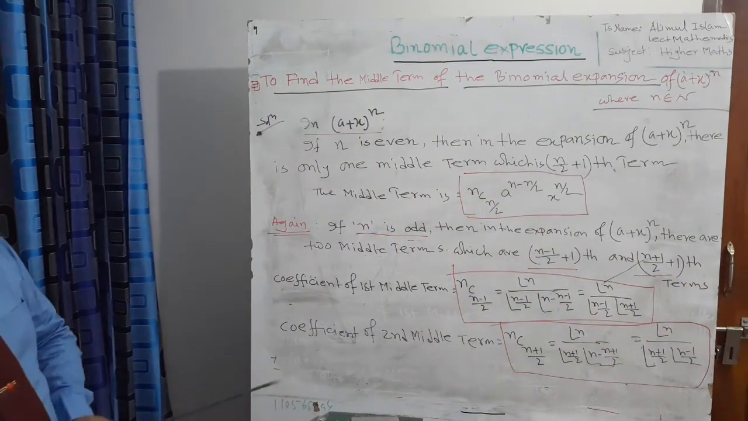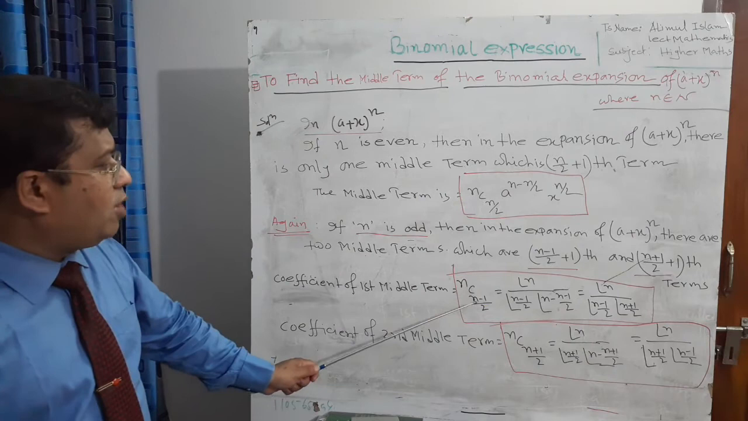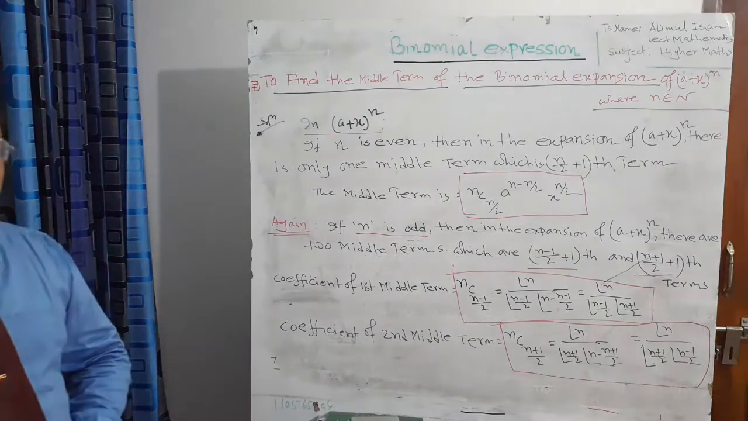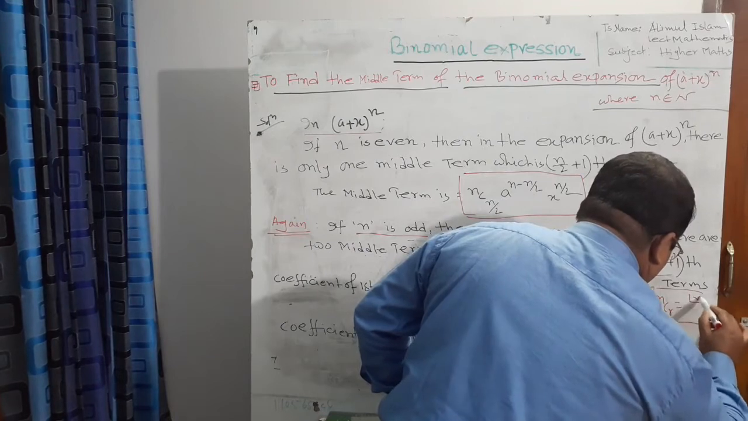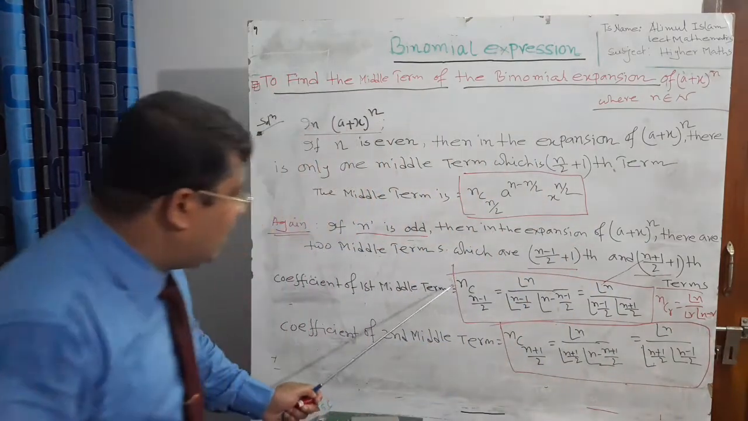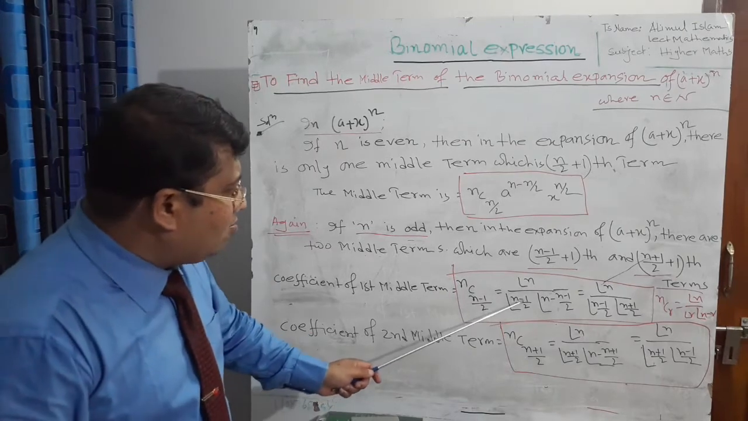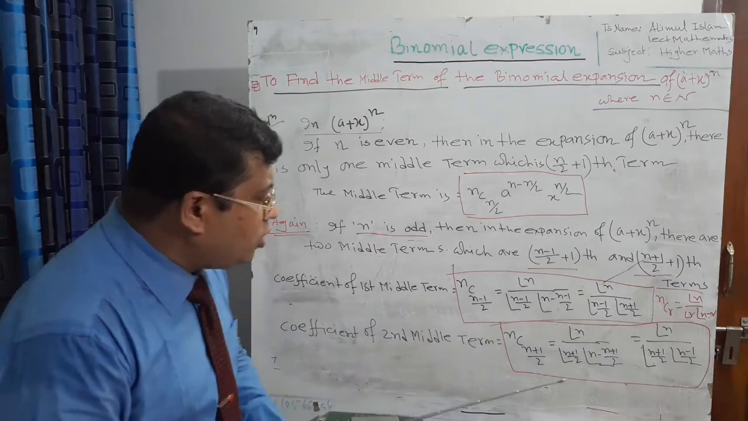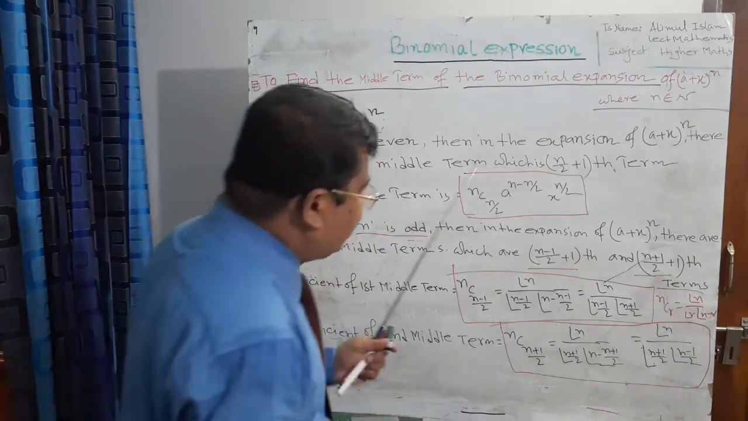The coefficient of the first middle term in the expansion is nC((n−1)/2). You know the combination formula nCr is factorial n divided by factorial r times factorial n minus r. You apply this formula. nC((n−1)/2) is equal to factorial n over factorial (n−1)/2 times factorial (n+1)/2. After calculation, you will get this. After calculations like this, you can understand properly.